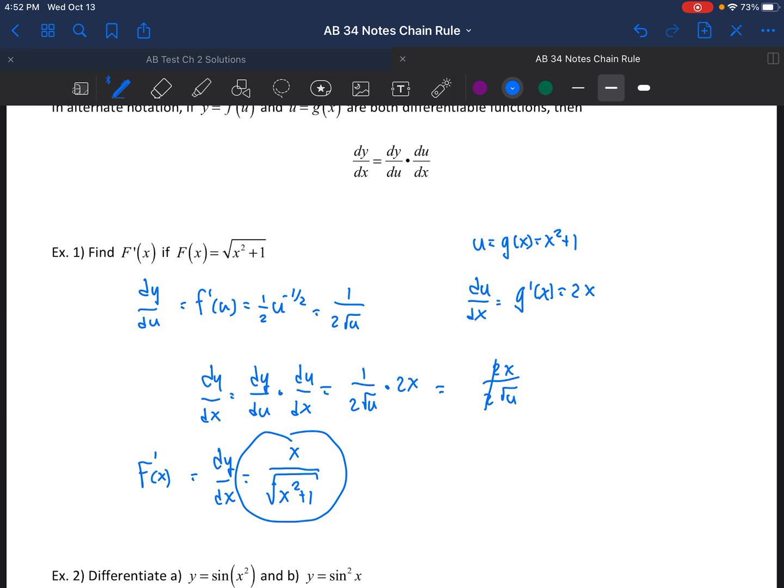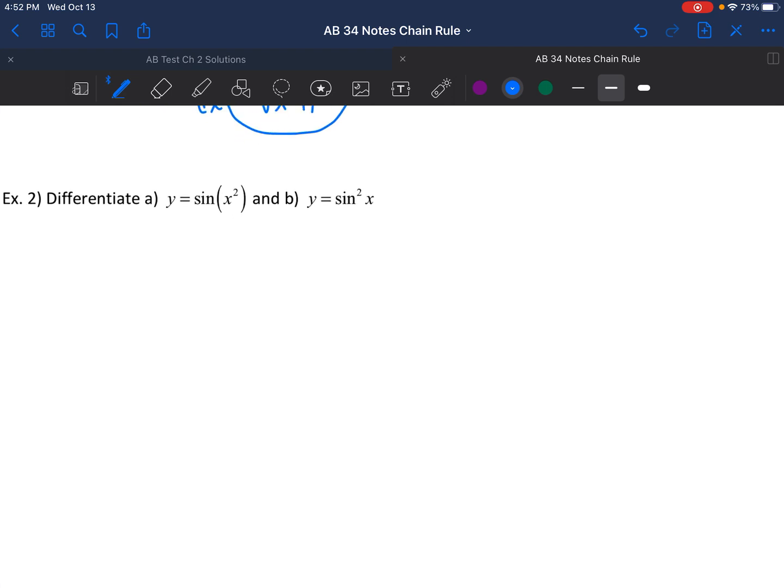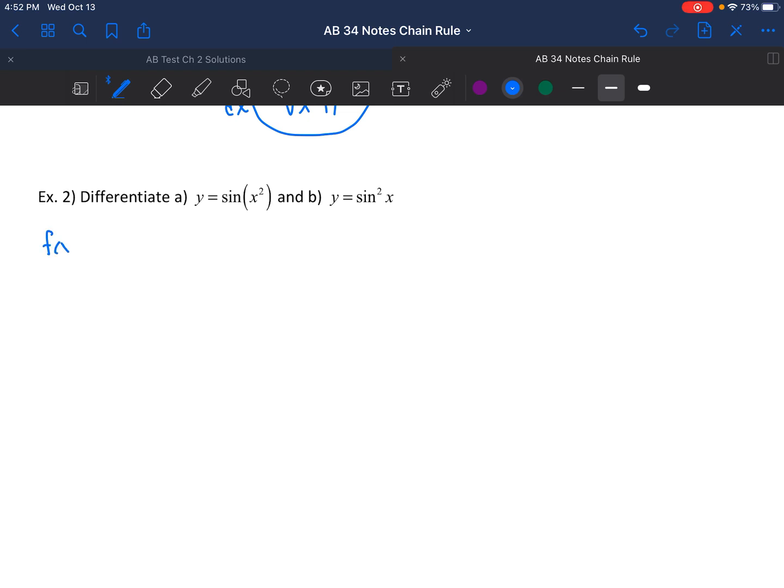Easy, right? I'm going to take a few other examples. What I think about is it's the derivative of the outside multiplied by the derivative of the inside. Let's take these next two. So the first example, I've got sine of x squared. Now we know that for f of x is sine of x, the derivative is cosine of x. We know that if our function is x squared, our derivative is 2x.